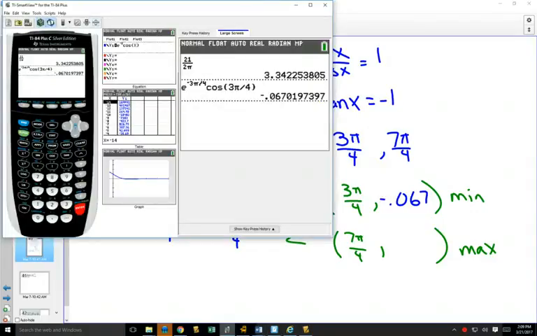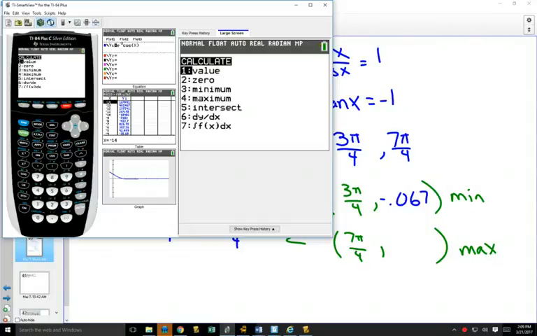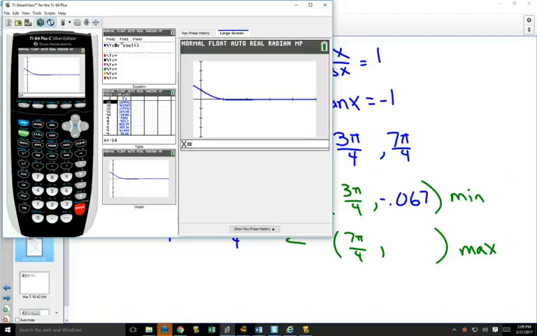So we could find it out by plugging that value in, and that is a little bit annoying because you have to type a lot to get it in. And I've already typed it into my graph. So on my graph, if you go second calculate, there's an option number 1 that says value. And what that'll do is let you type in any value for x you want and find it on your graph. So if I would have done it this way, all I would have had to type in is 3 pi divided by 4, and it would also tell me negative decimal 0.067, a little bit quicker.